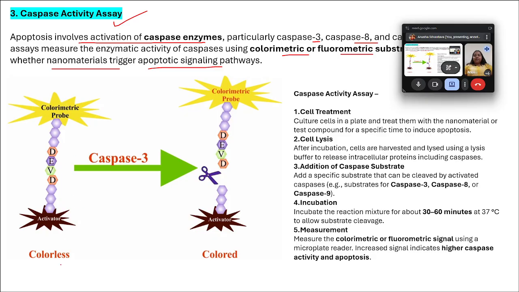So this is the schematic. Suppose this is the colorimetric probe activator. This is colorless. Let's understand the procedure, and when we read this, we'll understand what the schematic means.